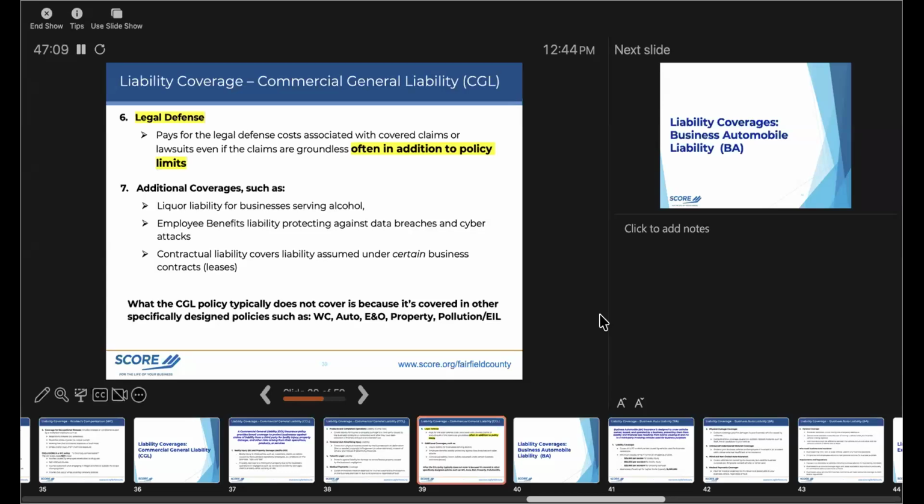Additional coverages: liquor liability, if you're a bar, tavern, or liquor store; employee benefits liability; protection against cyber attacks and such, possibly; and contractual liability, which covers liability assumed under certain business contracts like leases. And what the CGL policy typically does not cover is covered elsewhere.